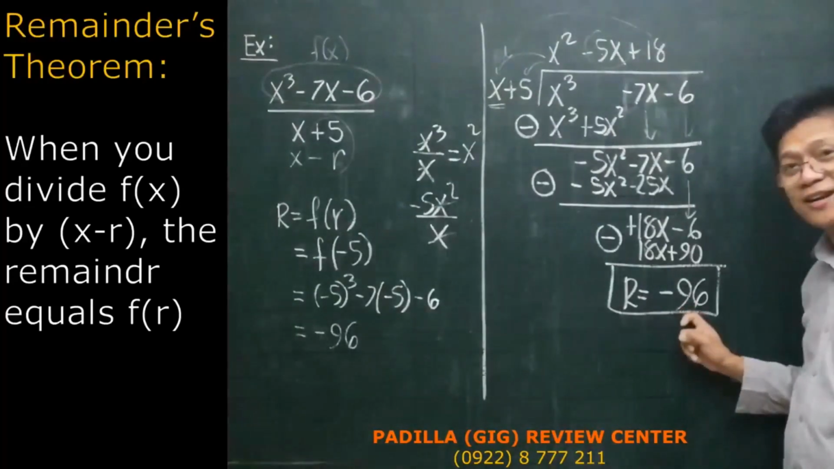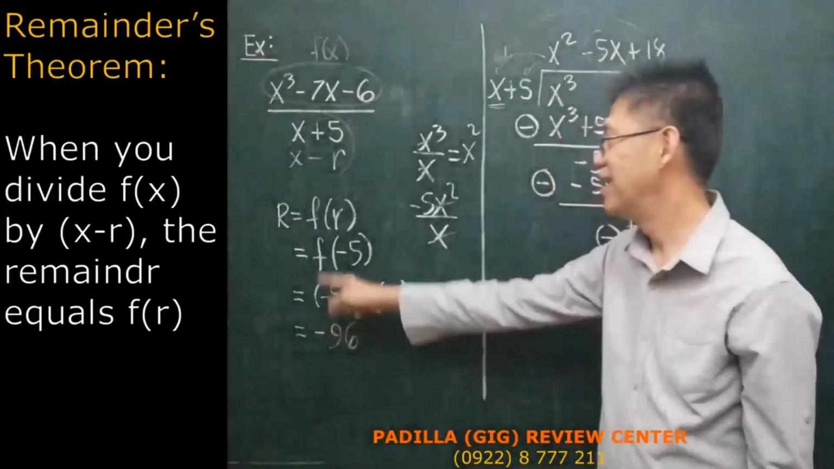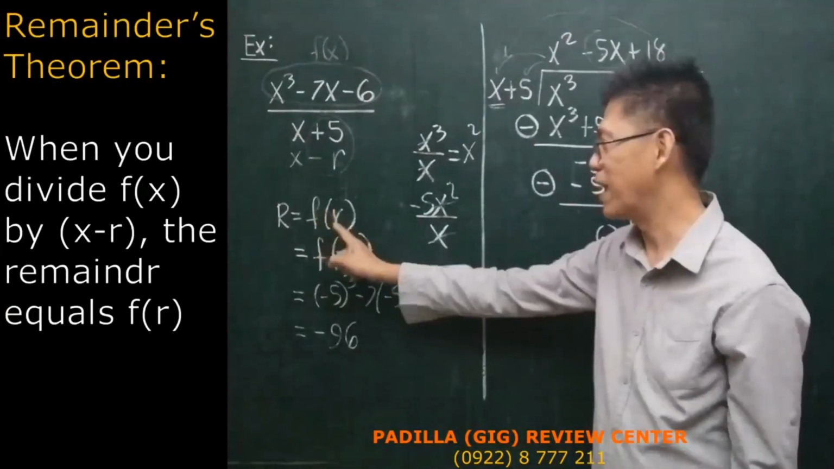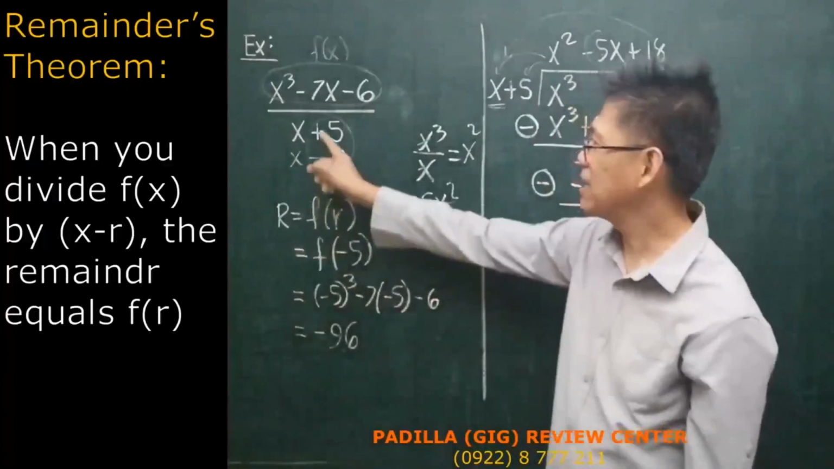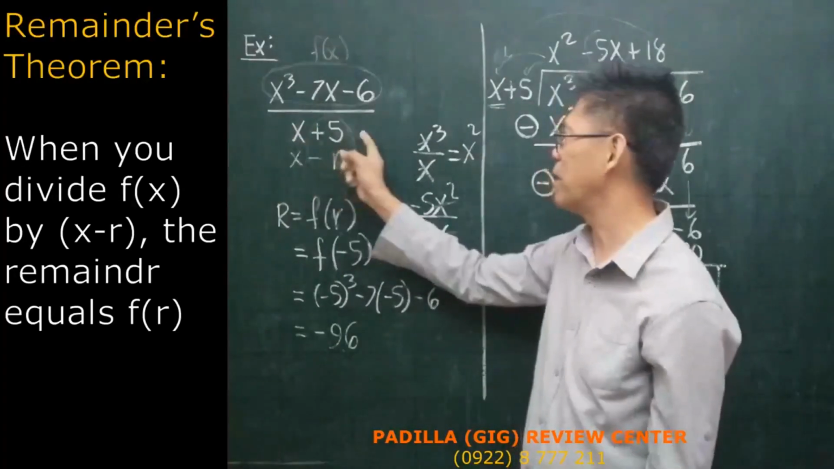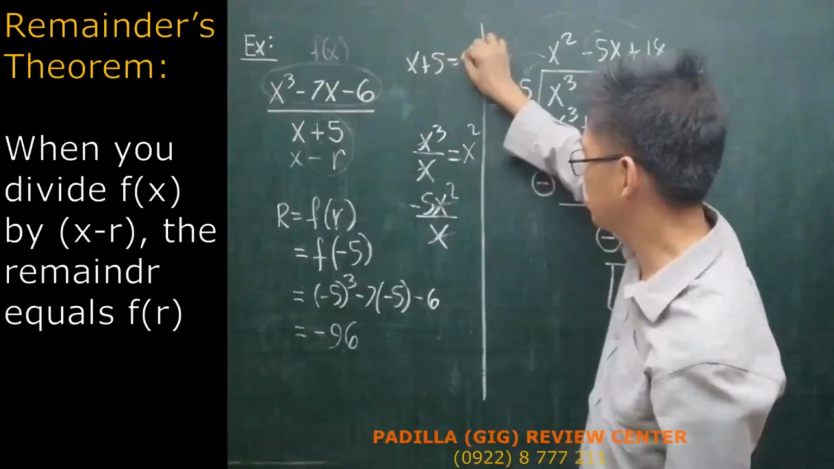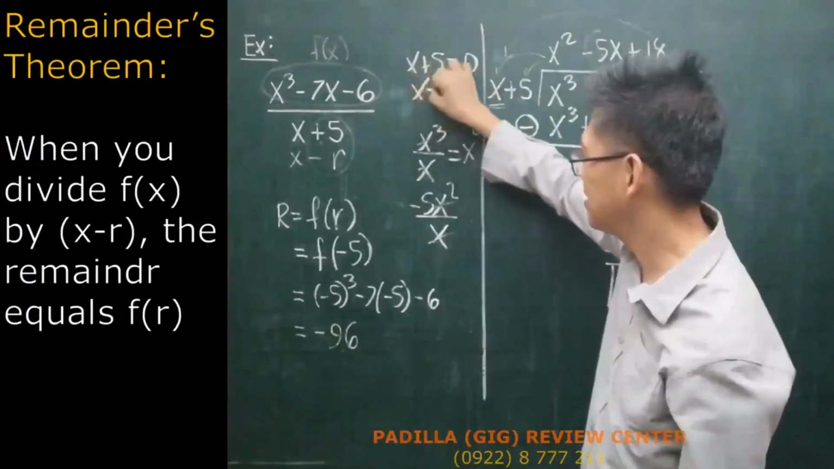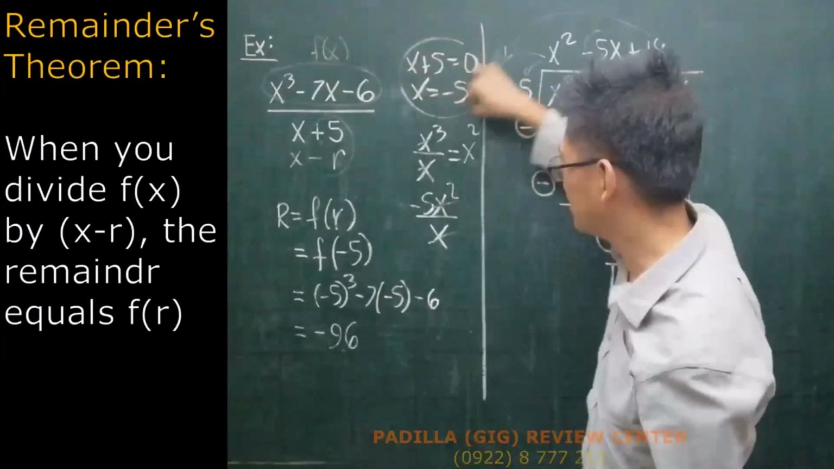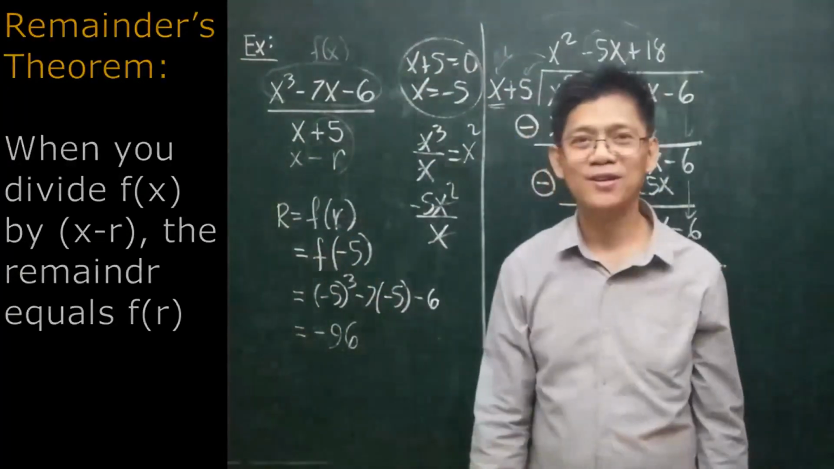The remainder is equal to function of r. R is the value of x. You just equate this to 0. X plus 5 is 0. What is x? Minus 5. So that is the value of your r. You follow?